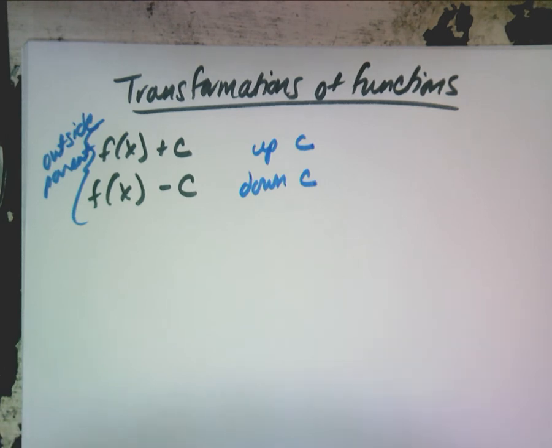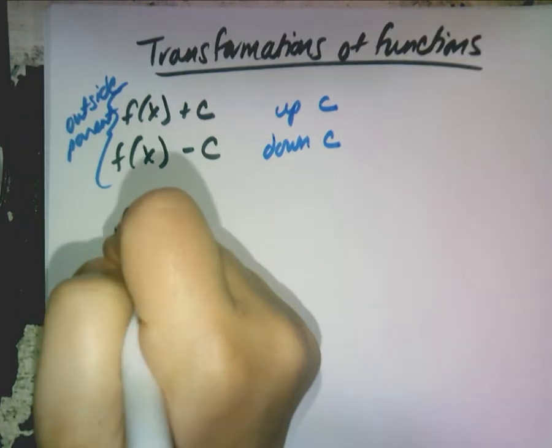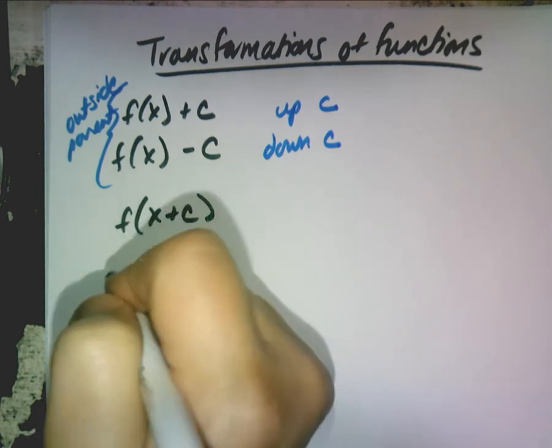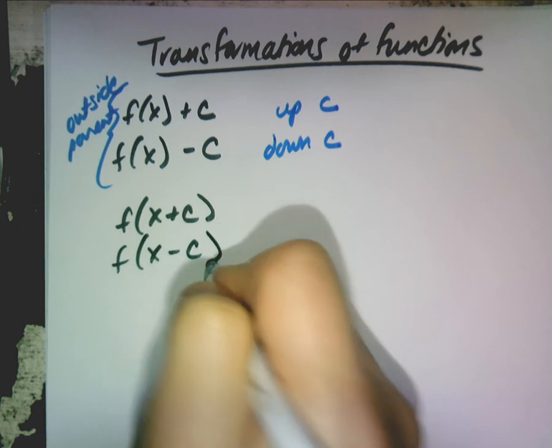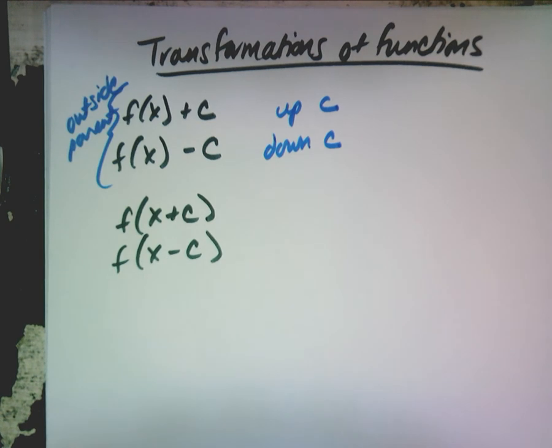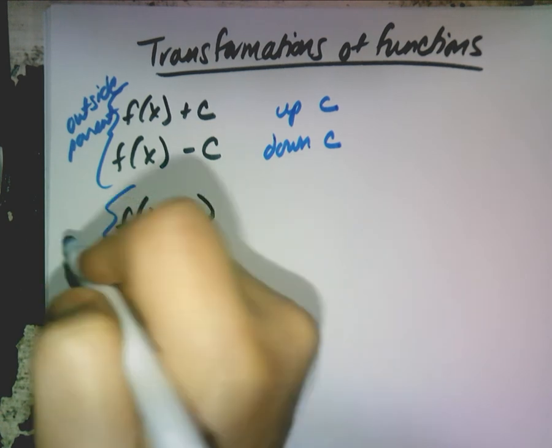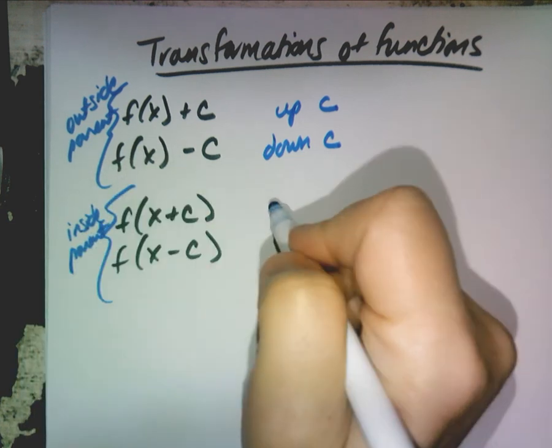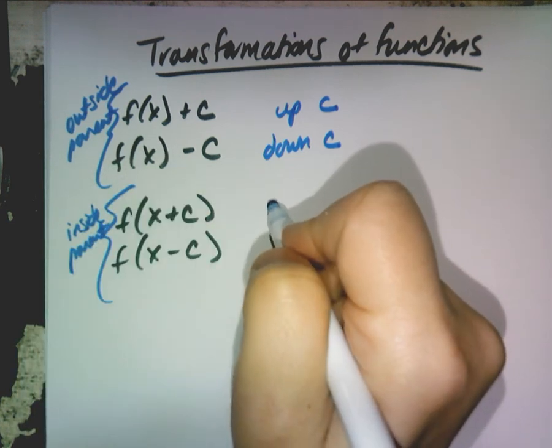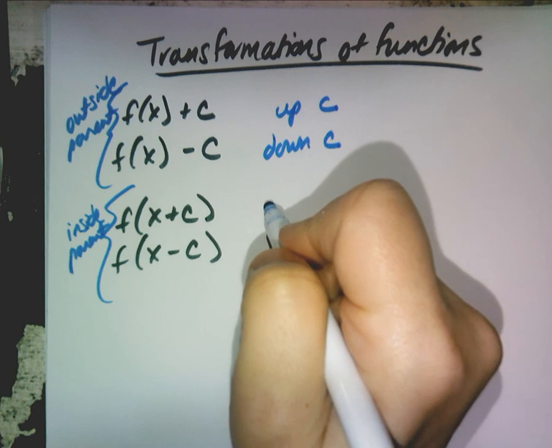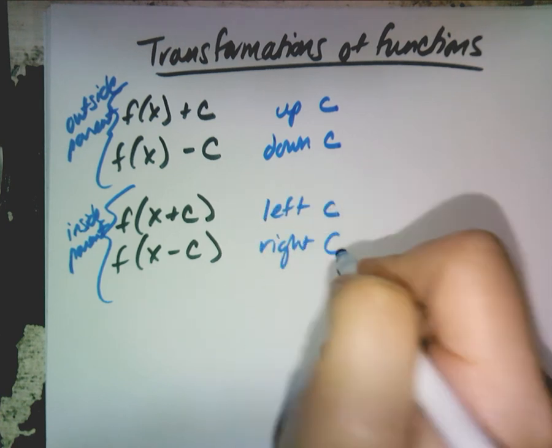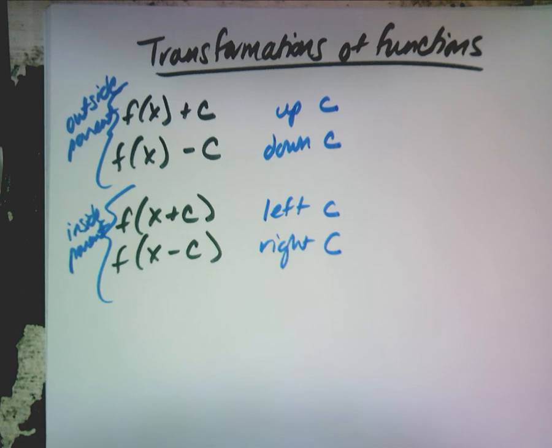If you are inside the parent, so you have your function and you add C inside the parent or subtract C inside the parent. This would go to the what? You do the opposite, left C. This one would go to the right C. That's where the shift occurs, okay?